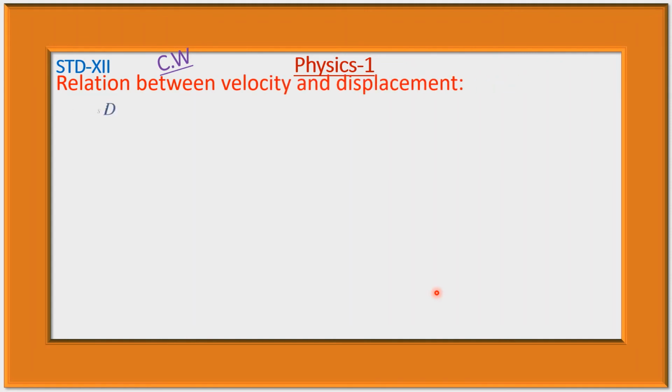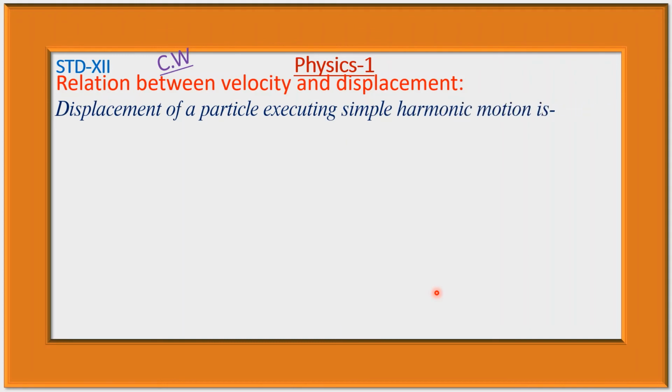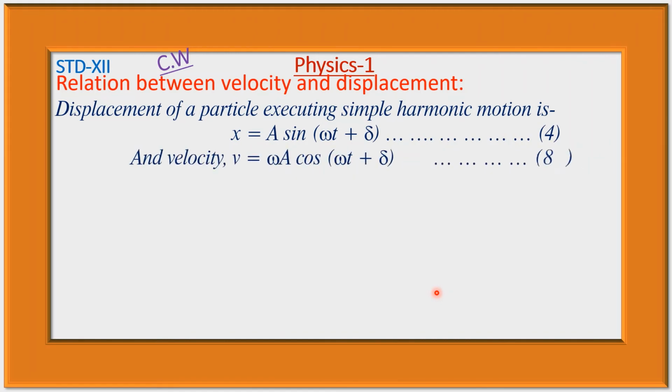A relation between velocity and displacement. The displacement of a particle executing simple harmonic motion is x = a sin(ωt + δ), and the velocity is v = ωa cos(ωt + δ). Or v = ωa√(1 − sin²(ωt + δ)). Here cos(ωt + δ) = √(1 − sin²(ωt + δ)), because you know sin²θ + cos²θ = 1. So cos θ = √(1 − sin²θ).